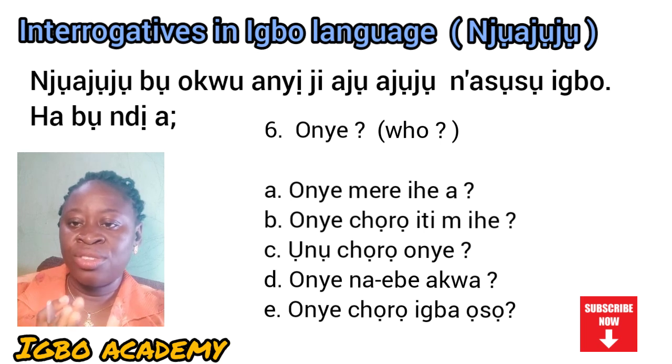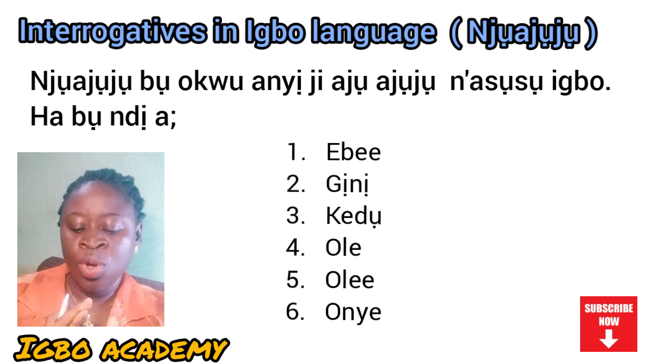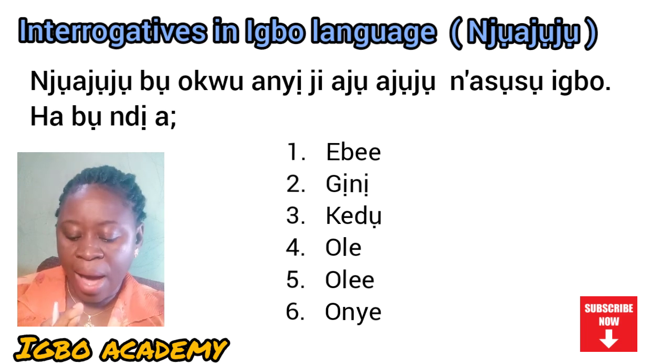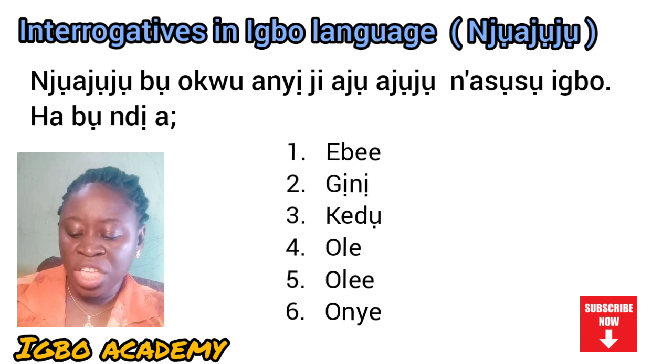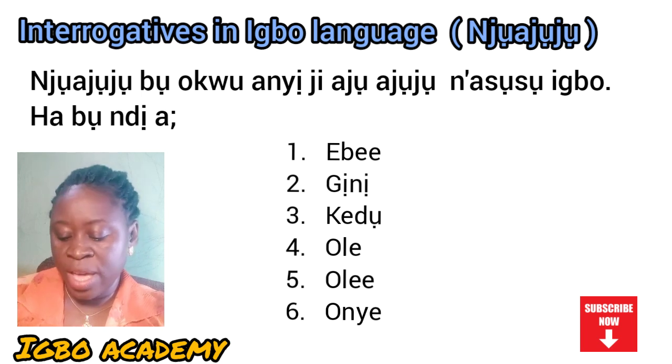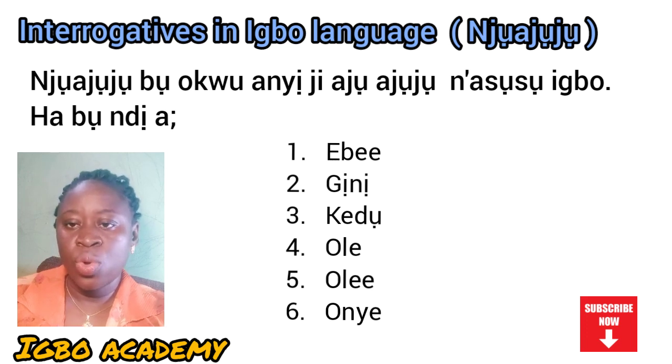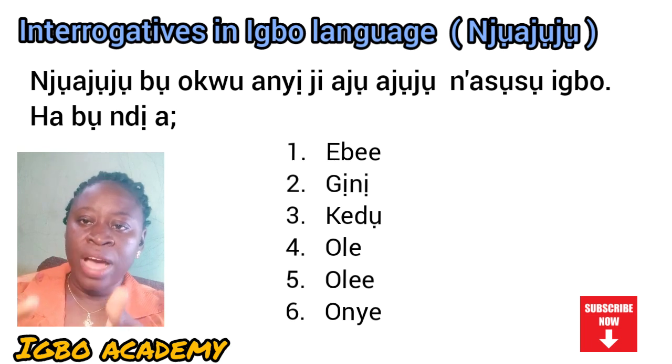the Njụajụjụ, which is the interrogatives in Igbo language. You know, we have 5 of them. Ebee, which means where. Gịnị, what. Kedu, how, about. Ole, how many, how much. Olee, where, which, how, and when. And onye, who.